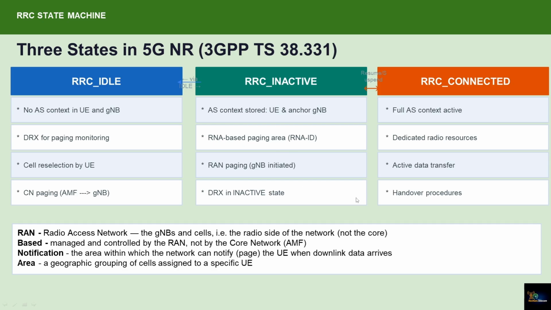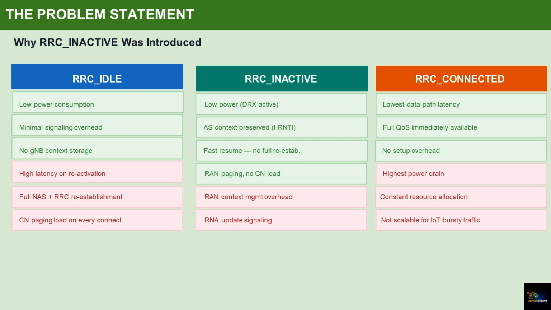So RAN-based paging is required, an ID is required, and RAN and DRX in inactive state are also there. And third is the RRC Connected state. It has a fully active AS context, dedicated radio resources are used here, active data transfer happens here, and handover procedures also happen in RRC Connected mode. So next is the problem statement.